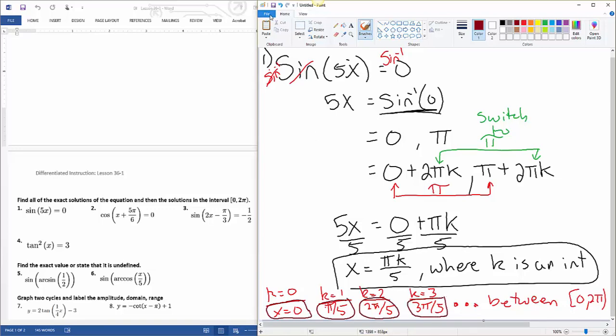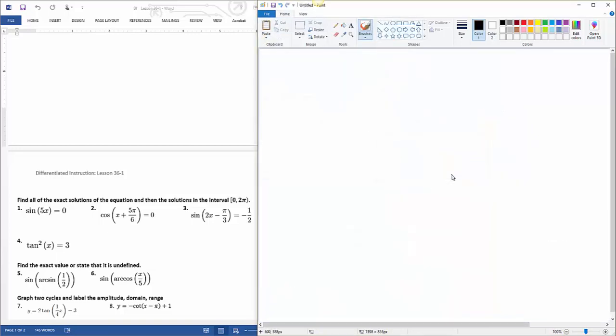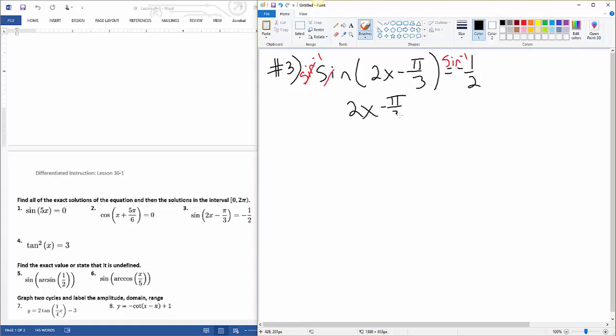All right, next. Number 3. So this one, sine of 2x minus pi thirds equals negative 1/2. So I have to take the sine inverse to both sides. And so I get 2x minus pi thirds equals sine inverse of negative 1/2.